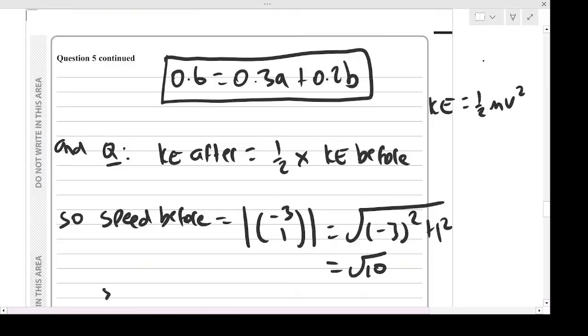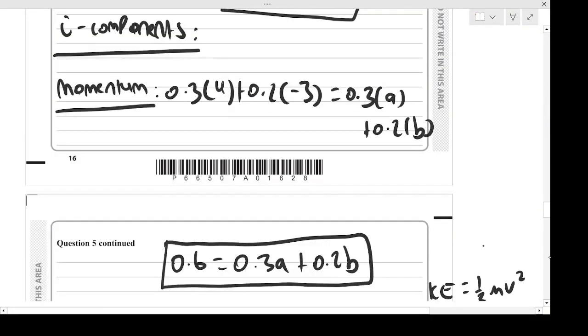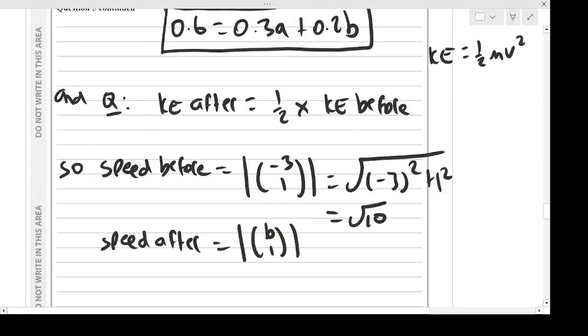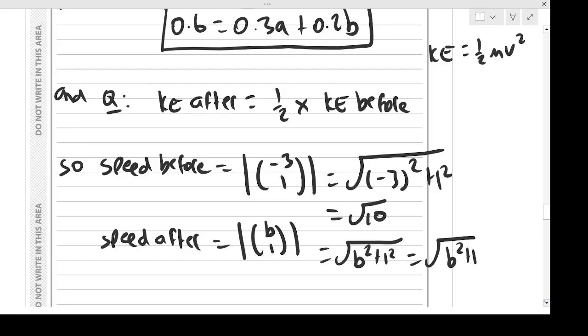Okay. Then if I work out the speed afterwards, that's going to be the modulus of my velocity afterwards, which is (b, 1). So that's going to be the modulus of b squared and 1 squared, which is just √(b squared plus 1). Now I can't do anything more to that, but I'm going to leave that there.